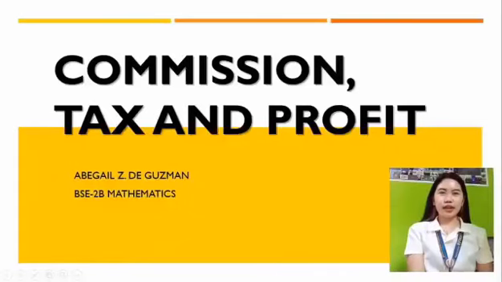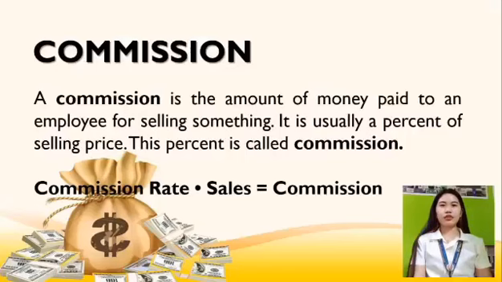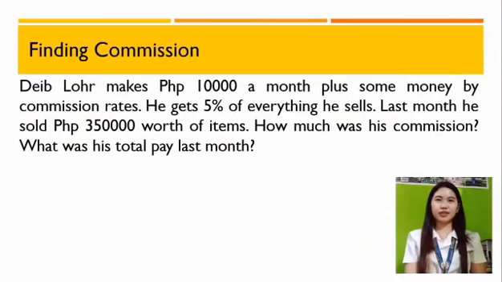Good morning everyone. I am here to discuss the commission, tax, and profit. A commission is the amount of money paid to an employee for selling something. It is usually a percent of selling price. Dave Lore makes 10,000 pesos a month plus some money by commission rates. He gets 5% of everything he sells. Last month, he sold 350,000 worth of items. How much was his commission? What was his total pay for last month?